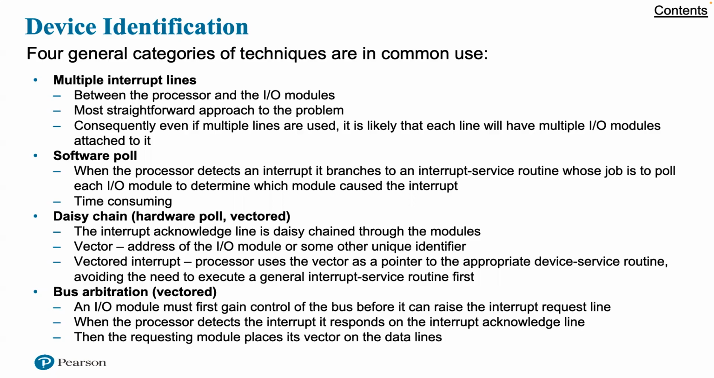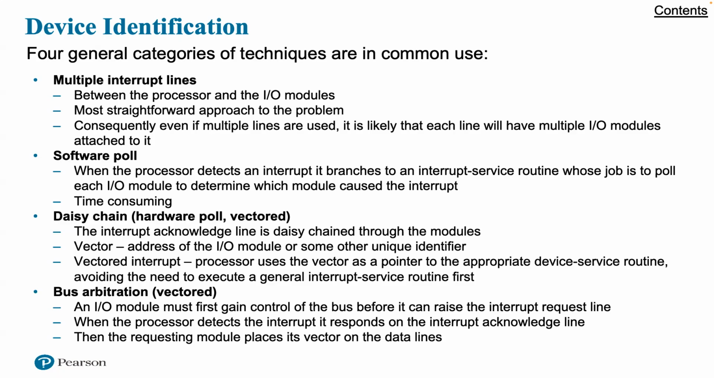An alternative is the software poll. When the processor detects an interrupt, it branches to an interrupt service routine whose job is to poll each of the I/O modules to determine which module caused the interrupt. The poll could be in the form of a separate command line, for example, a TEST I/O. In this case, the processor raises TEST I/O and places the address of a particular I/O module on the address lines. The I/O module responds positively if it set the interrupt.